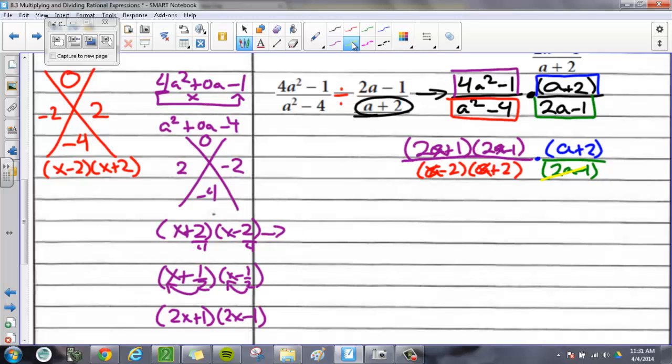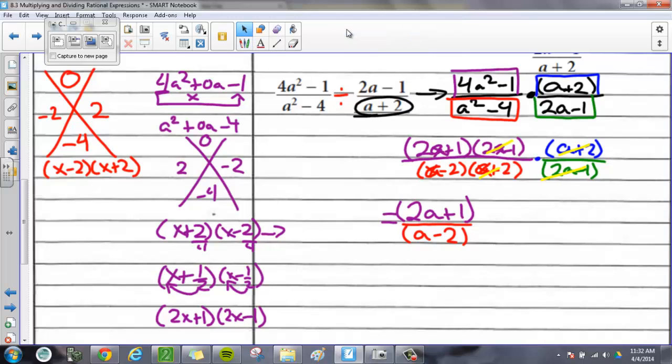So we got 2a minus 1 right here. It cancels off the 2a minus 1 there. That's a nice start. And we have this a plus 2. It cancels off that a plus 2 right there. Another great start. And really what we're left with is what's here: 2a plus 1 for our top, and for our denominator, a minus 2. And that is how you simplify complex fractions. It's really just dividing fractions. It's just another view of how dividing fractions could possibly look. And that is 8.3.